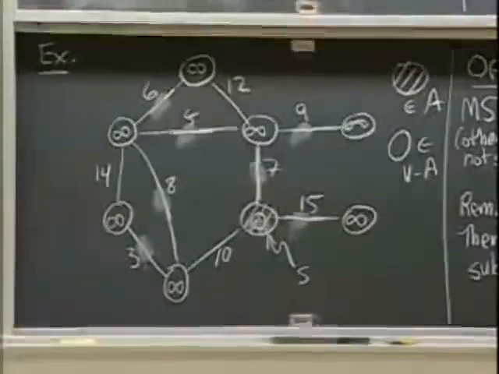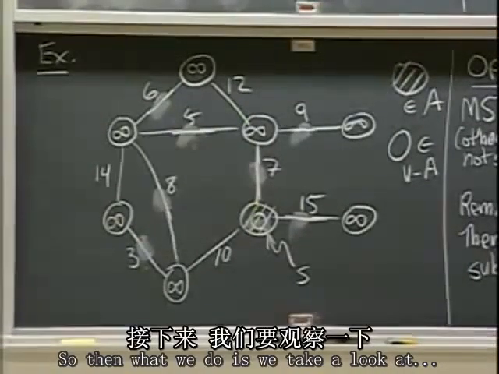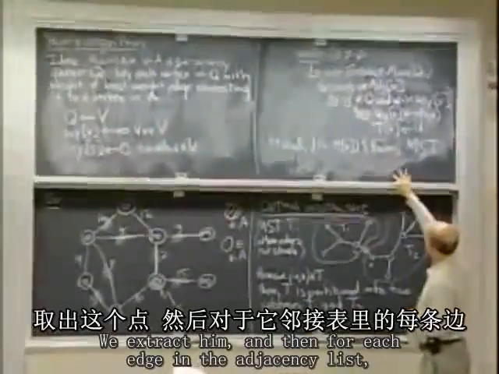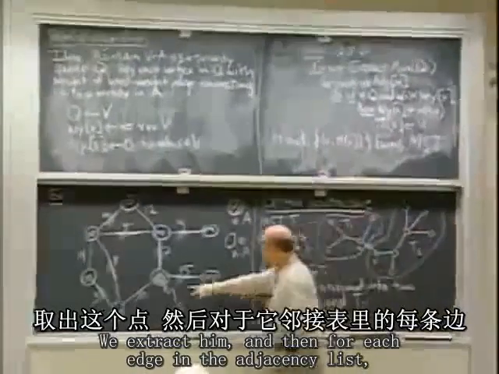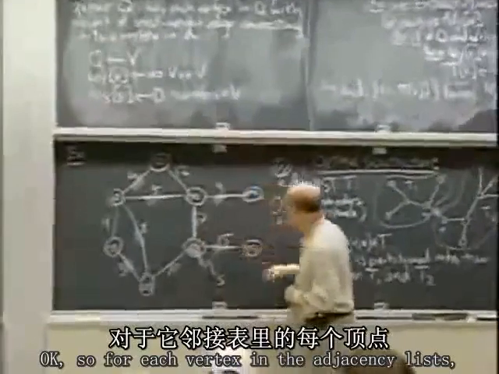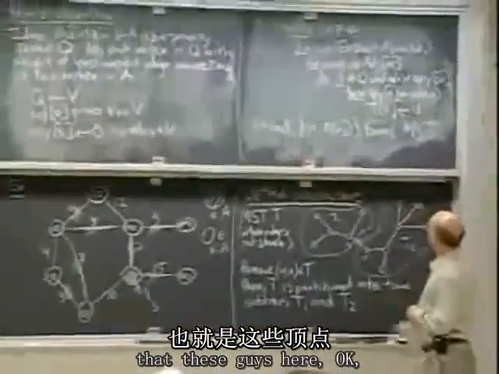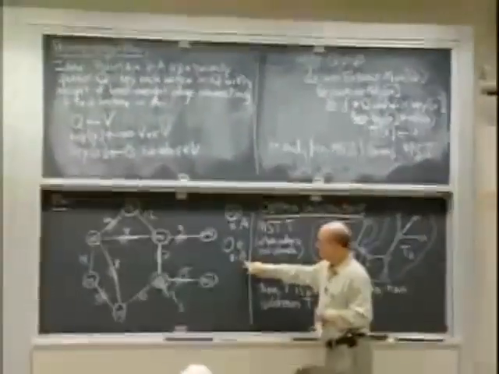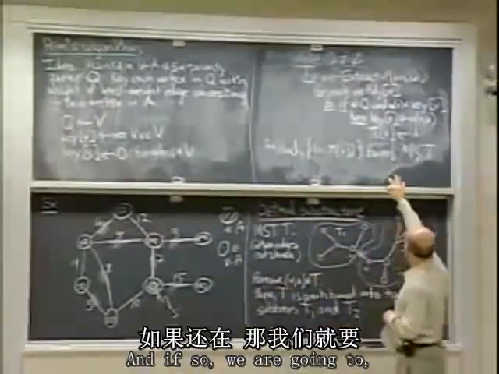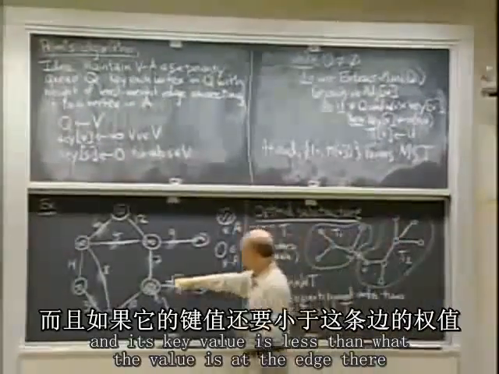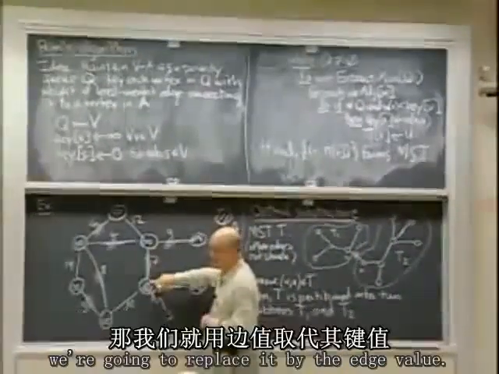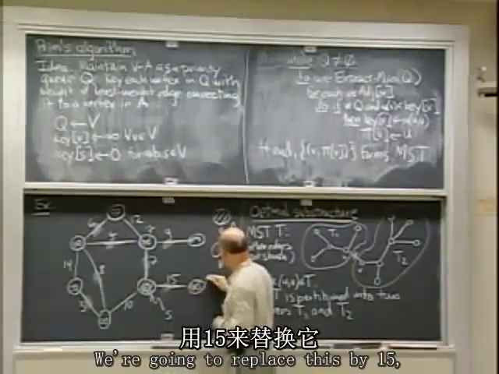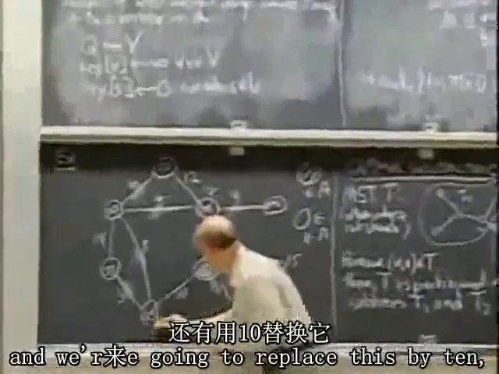Then we extract him, and for each vertex in the adjacency list, that's these guys here, we look to see if it's still in Q, that is, in V minus A. If so, and its key value is greater than the edge value there, we replace it by the edge value. So in this case, we're going to replace this by 7, we're going to replace this by 15, and we're going to replace this by 10.